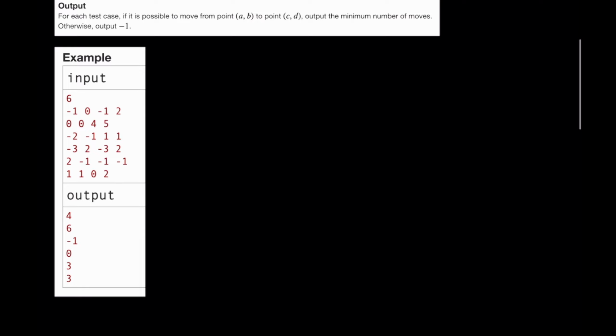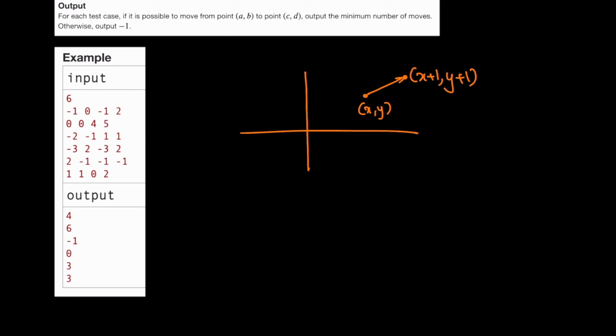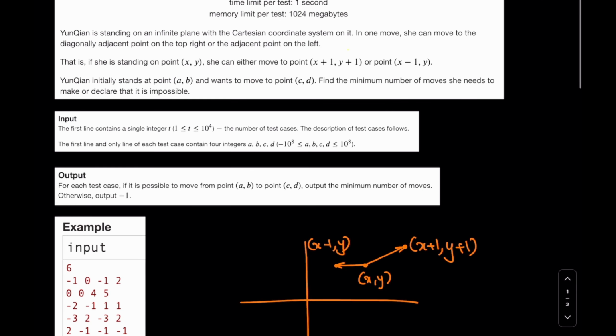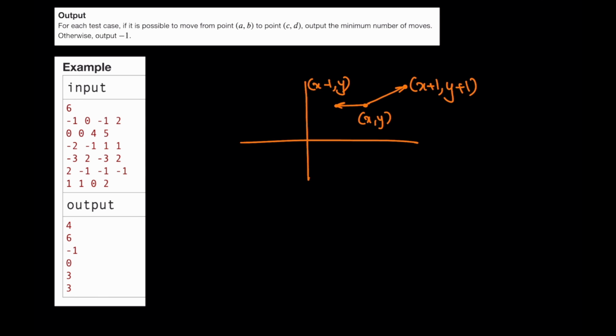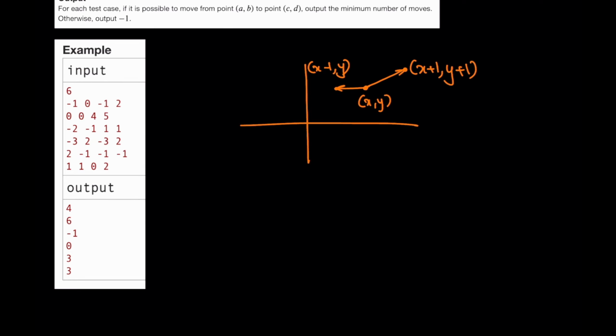So let's see what the problem wants to say. Suppose we are standing at the point x, y. From here we can go either to x plus 1, y plus 1, that is this point, or we can go to this point, that is x minus 1, y, right? So we need to find the minimum number of moves that the person can make to move from one point to another. So one thing that we can note here is that in the y direction we can only move upward, whereas in the x direction we can move in both the directions.